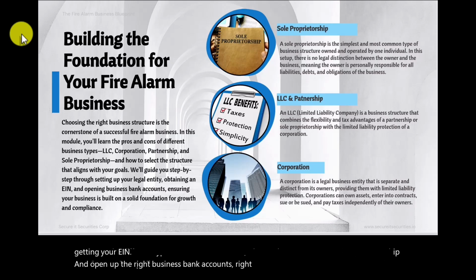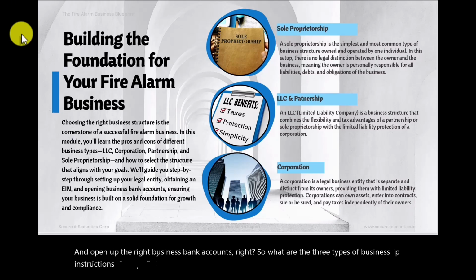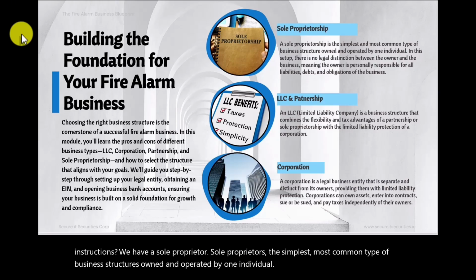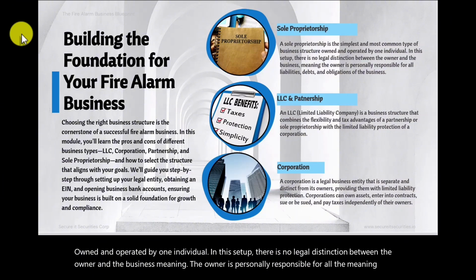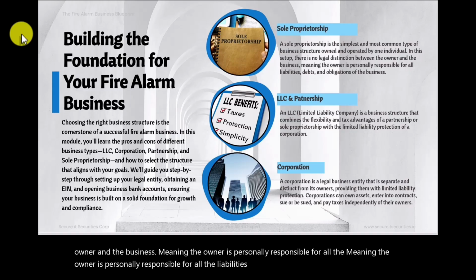So what are the 3 types of business structures? We have a sole proprietor. Sole proprietor is the simplest, most common type of business structure, owned and operated by one individual. In this setup, there is no legal distinction between the owner and the business, meaning the owner is personally responsible for all the liabilities, debts, and obligations of the business.